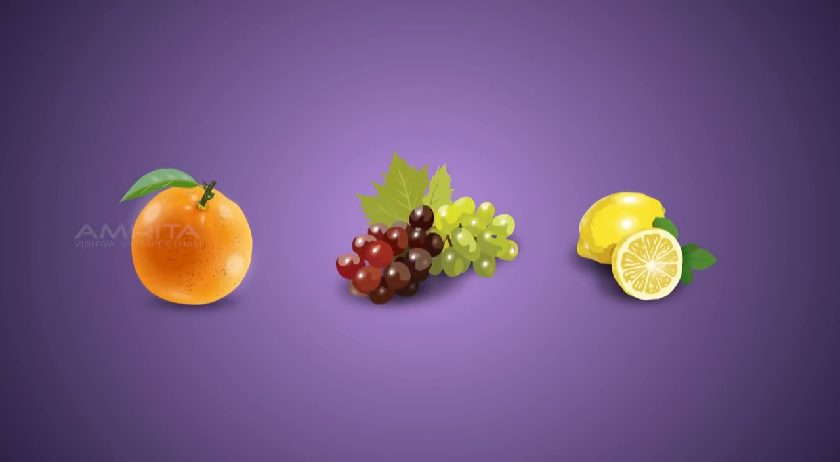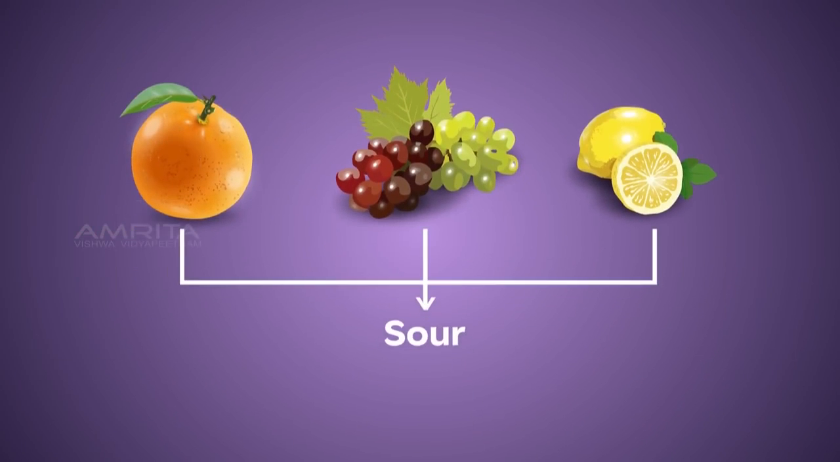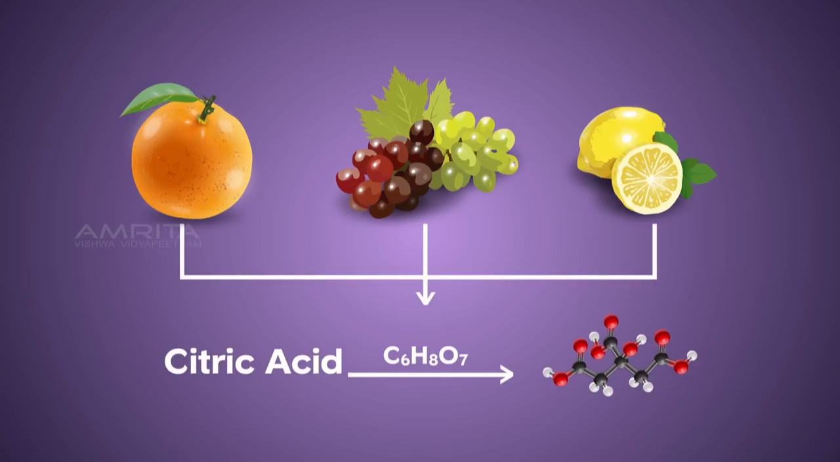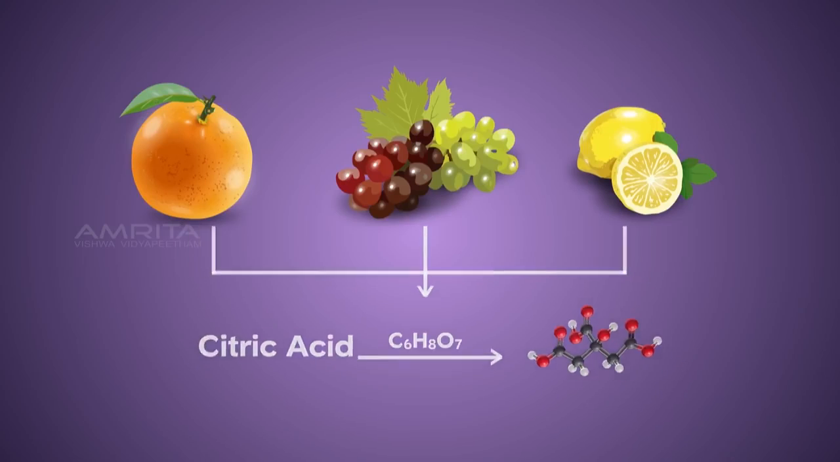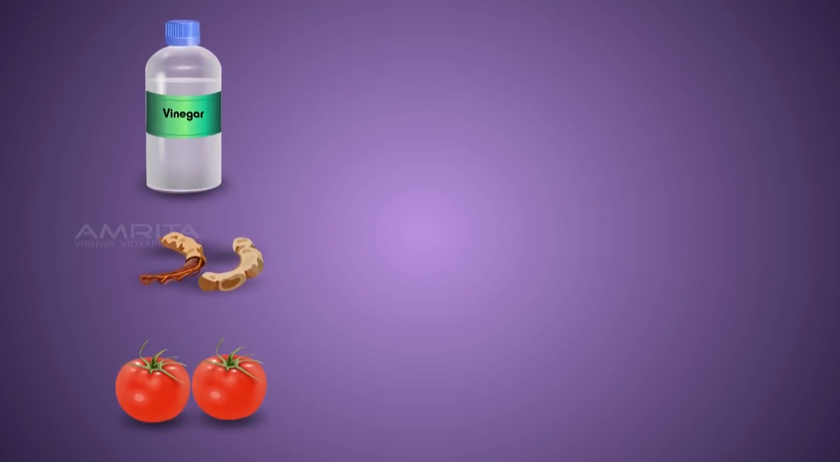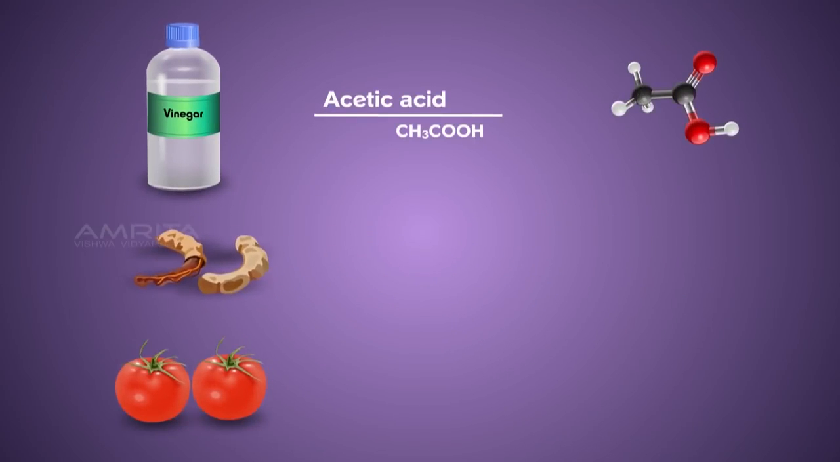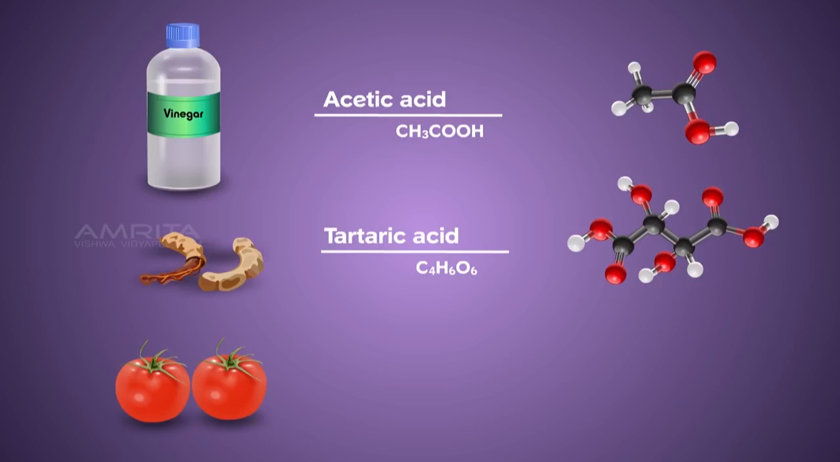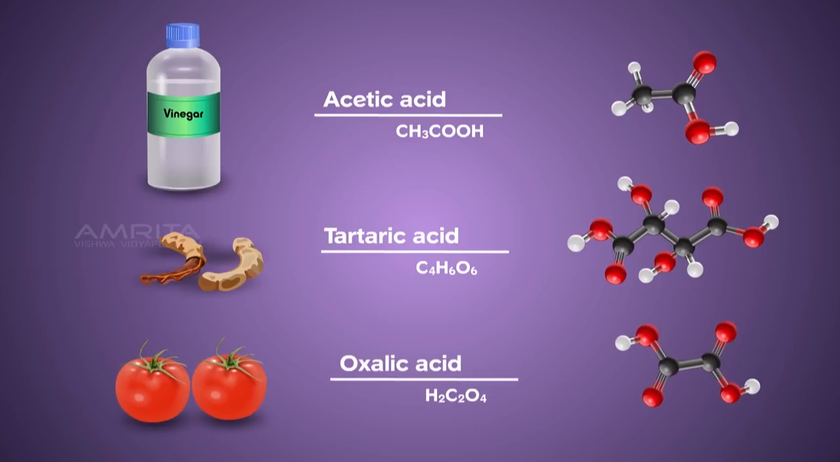Citrus fruits such as oranges, lemons, and grapes are sour. These fruits taste sour due to the presence of acids. These acids are also found in foods such as vinegar, tamarind, and tomatoes. For example, vinegar contains acetic acid, tamarind contains tartaric acid, and tomatoes contain oxalic acid.